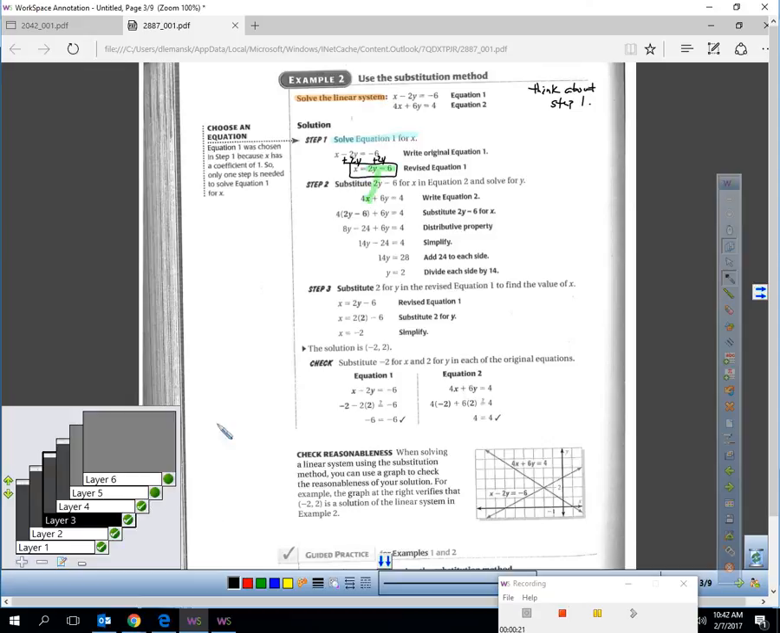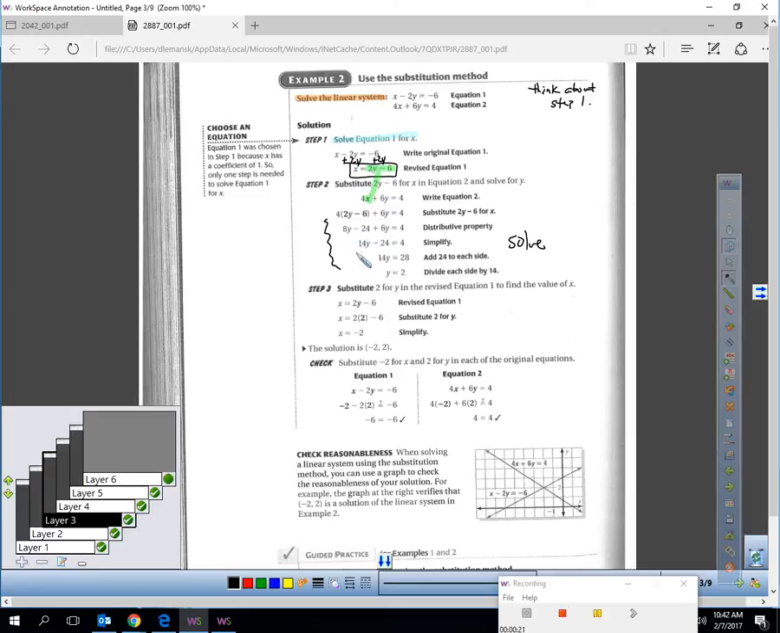So you'll notice I take 2y minus 6 from my first equation and I substitute it in for x in the second equation. That's why I have 4 times 2y minus 6 plus the 6y equals 4. Okay, all you have to do now is distribute, simplify, and solve, which they're doing here, and when I do that, you can see here, I'll show the work.